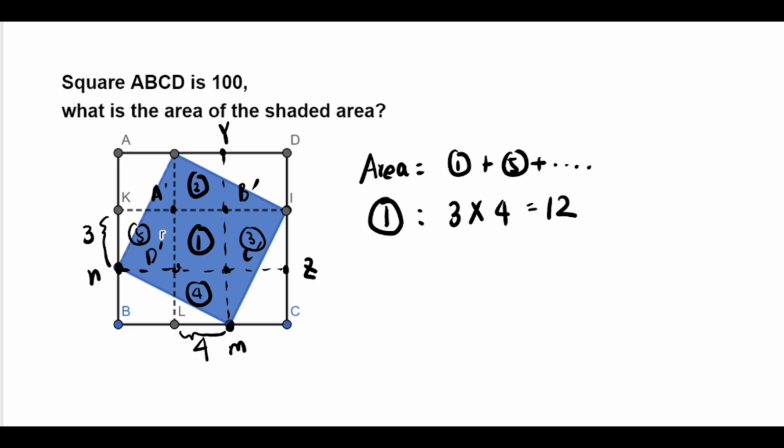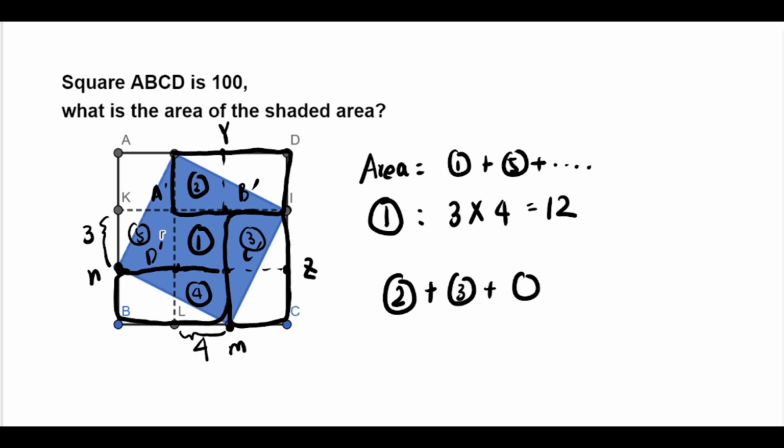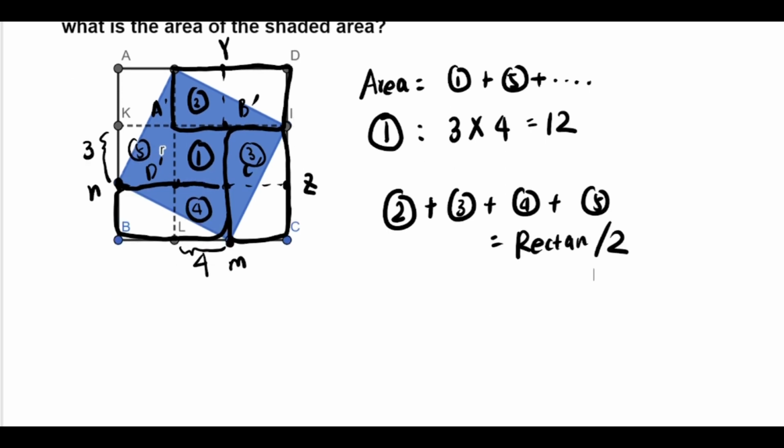However, if we observe closely, let's take area 2 as an example. We can see triangle 2 is actually half of the rectangle that includes it. And the same strategy applies for all the rest of the triangles. We can see all of these triangles are actually half of the rectangles that include them. Therefore, the sum of all of these triangles is actually going to be half of all of these rectangles that include them. So now our question is actually simplified to calculating the sum of all of these 4 rectangles divided by 2.